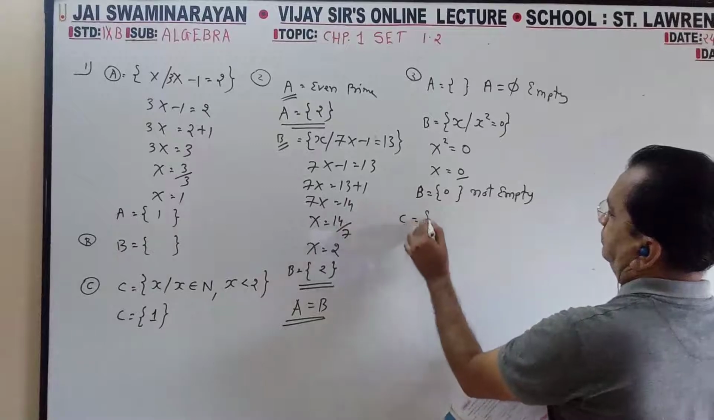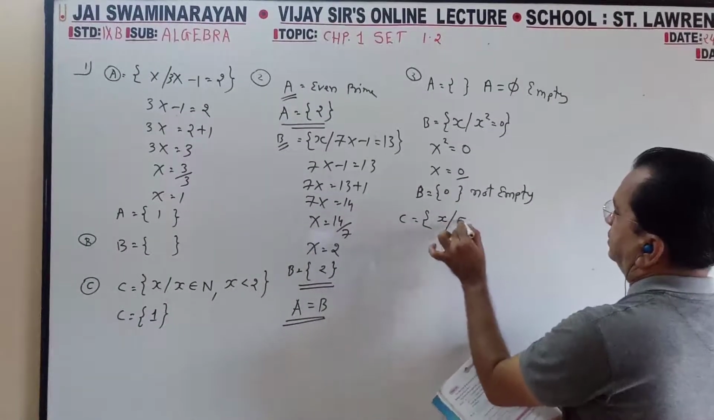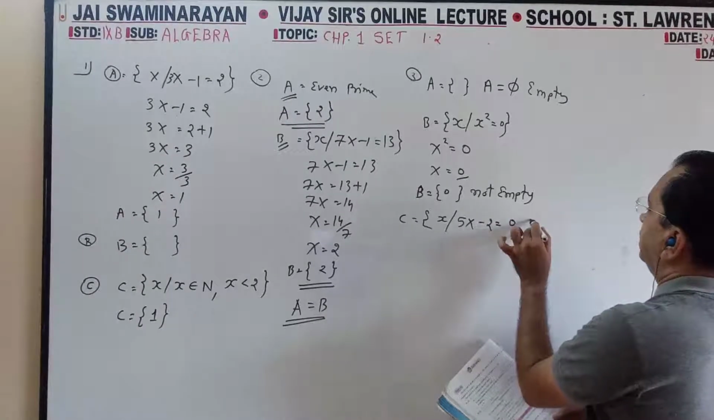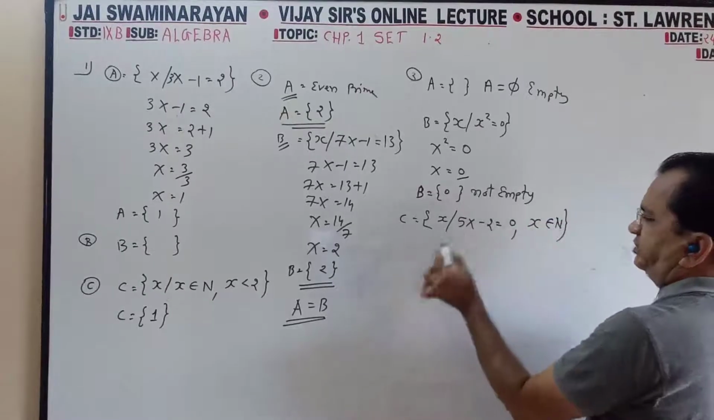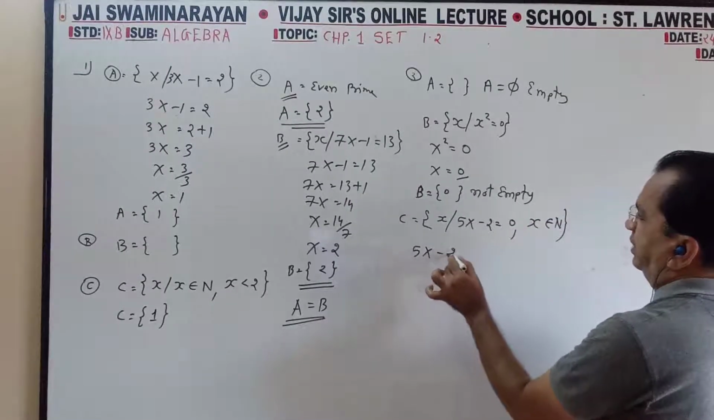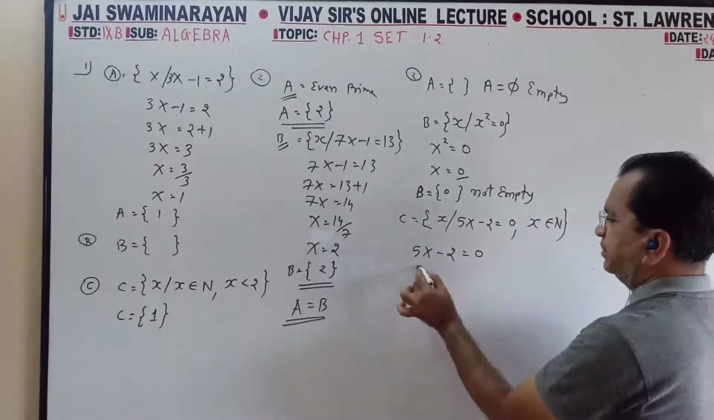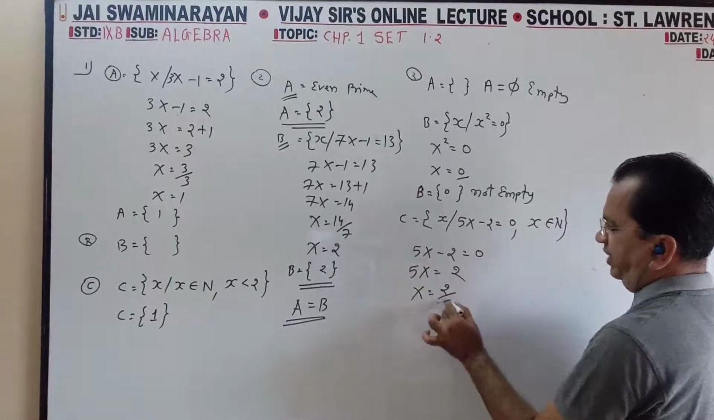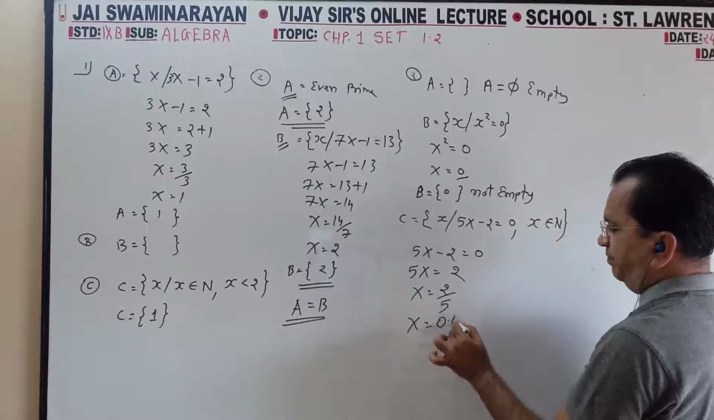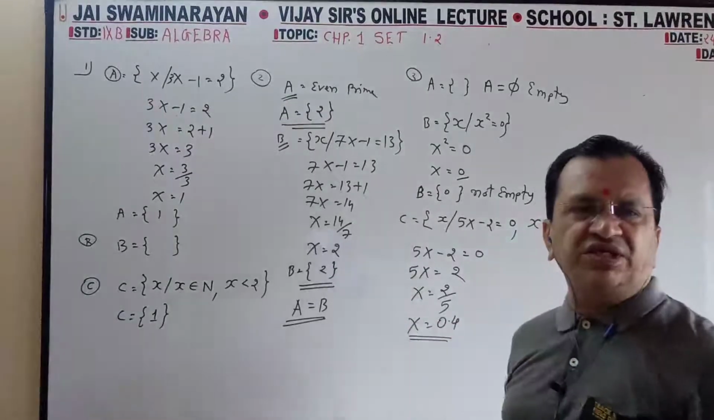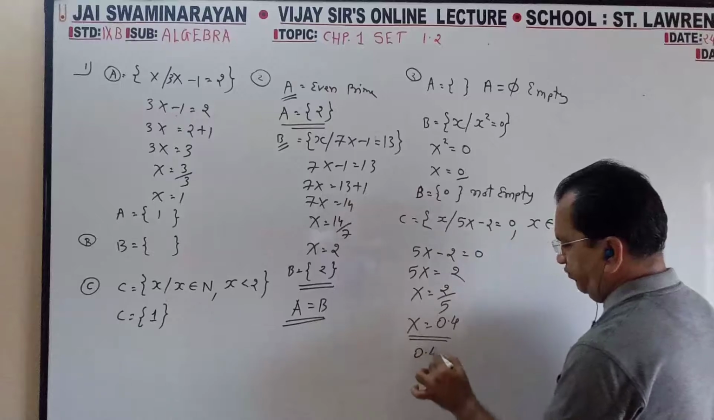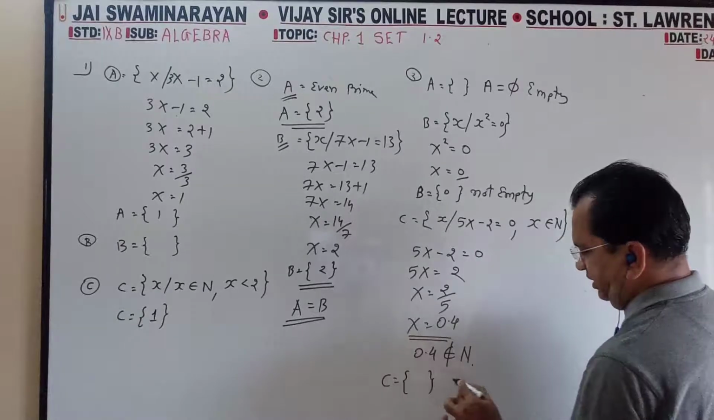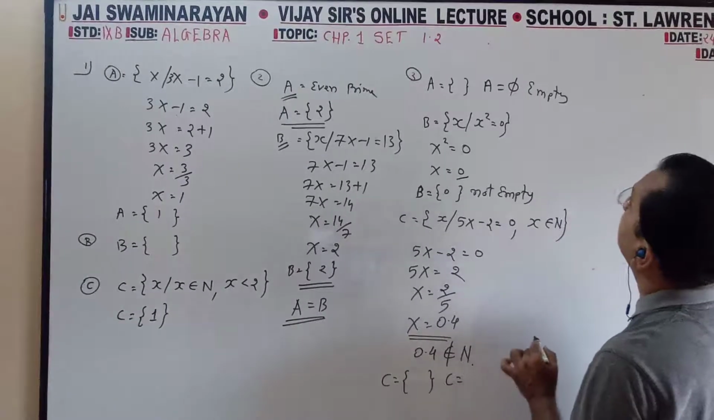Now see, C: x such that 5x minus 2 is equal to 0, but x belongs to natural numbers. Let's see whether it is coming or not. 5x minus 2 is equal to 0, 2 to this side. So 5x is equal to 2. 5 down, division, 2 by 5. 2 by 5 means 0.4. 0.4 is not a natural number. So C part is empty. Nothing will come inside. Or C is equal to empty.